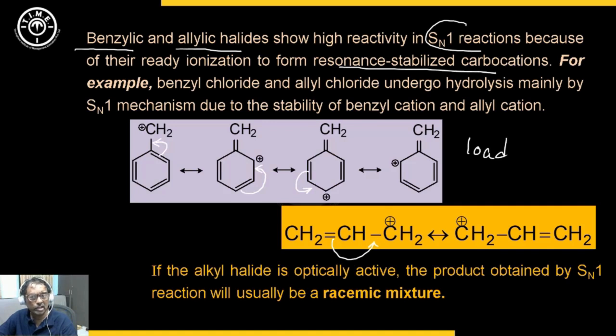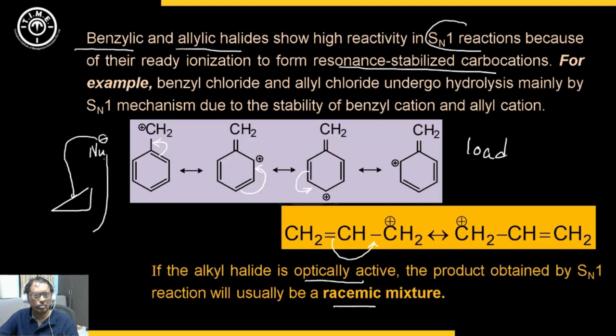If the alkyl halide is optically active, then the product obtained is a racemic mixture, meaning you get a pair of enantiomers. Now we got the carbocation there as an intermediate. A carbocation, you know, has a trigonal planar structure. So a nucleophile can come and attack this carbocation either from top or from bottom. So from top, if you get an object, from bottom you get an image. So you get a pair of enantiomers.